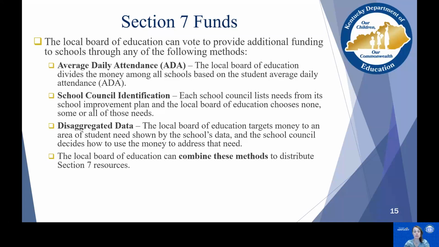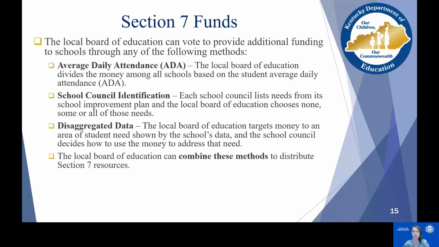So the first method that they have is the average daily attendance, or ADA. Here, the local Board of Education would divide the money among all the schools in the district based on the student average daily attendance. And so they would take the Section 7 funds as a whole and divide it amongst the schools according to their ADA.